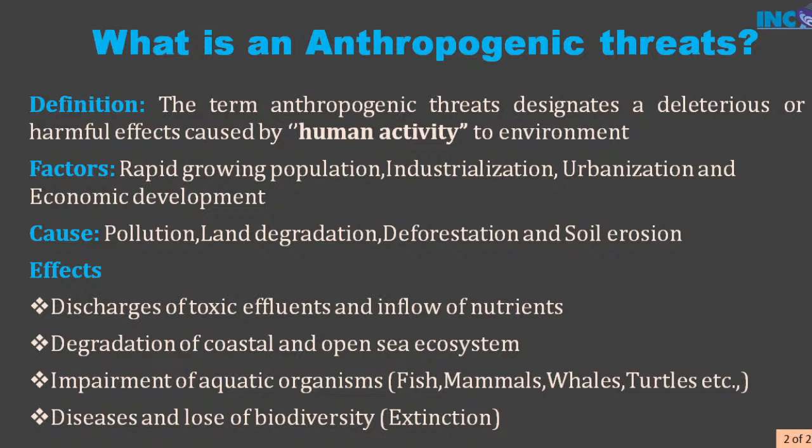What are the main effects of these anthropogenic threats? A huge volume of toxic effluents is discharged into water bodies, and through the sewage system an enormous amount of nutrient inflow occurs. Finally it will degrade coastal and open sea ecosystems. It will impair aquatic organisms such as fish, mammals, whales and turtles. Another effect is that it will cause diseases to aquatic animals as well as human beings. Finally it leads to extinction, loss of biodiversity, habitat destruction or habitat fragmentation.